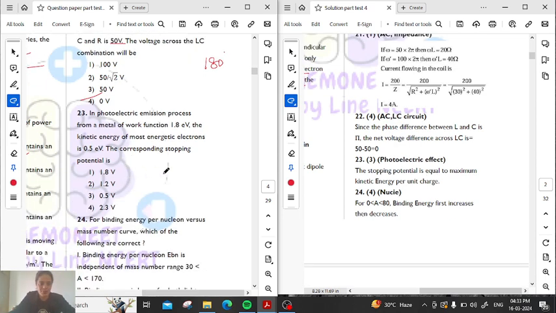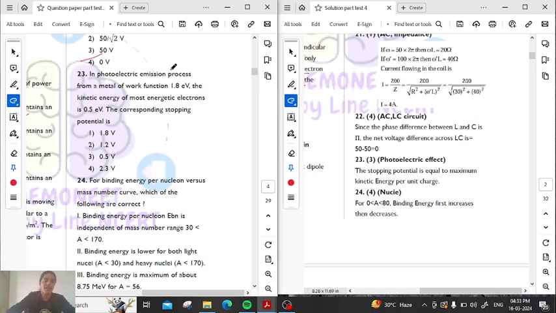Okay, now let's move to the 23rd question. In photoelectric emission process from metal of work function 1.8 eV, which is given, the kinetic energy of most energetic electrons is 0.5. एक photoelectric emission हो रहा है. The question is directly from dual nature वाला chapter, means photoelectric effect वाला chapter. So in this particular, a work function given है, the kinetic energy of the most energetic electron, ये जो सबसे energy वाले electrons थे उनकी kinetic energy given है. Stopping potential बताओ क्या होगा, ठीक है.